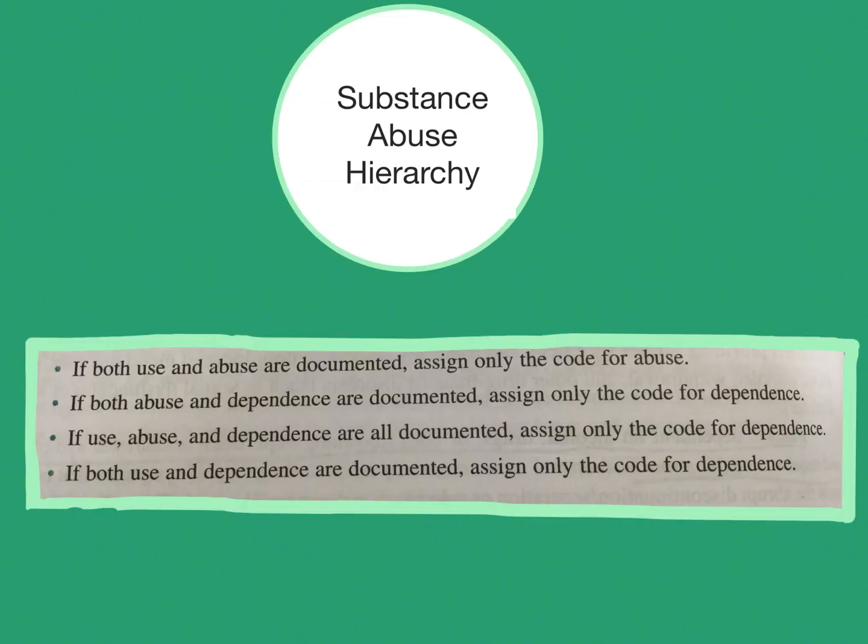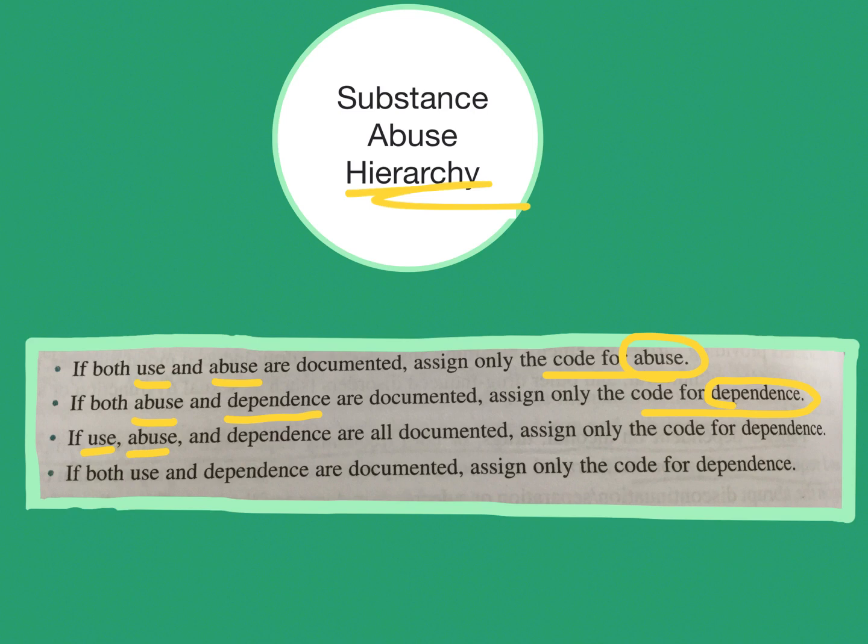Also, when considering this topic of coding for substance abuse disorders, it's important to understand the substance abuse dependence code hierarchy. Basically, what this is telling you is to default to the highest level of seriousness. So for an example, and this is found in your textbook as well, if both use and abuse are documented, then assign only the code for the abuse. If both abuse and dependence are documented, assign only the code for dependence. Again, go to that higher level of seriousness.